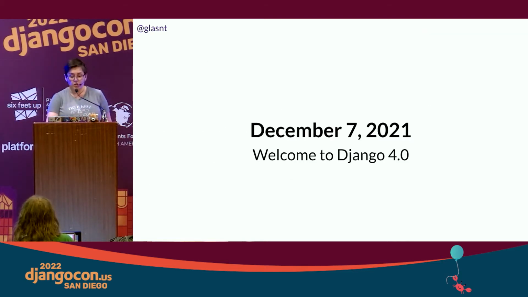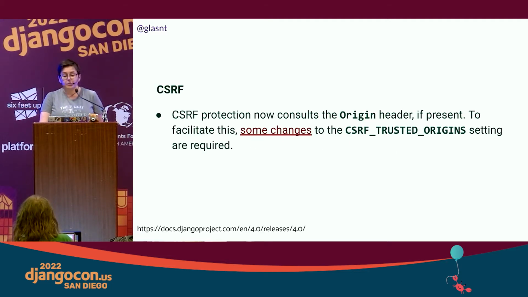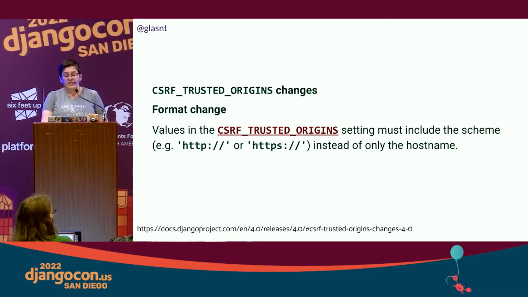The year is 2021, and Django 4.0 is just released, and with many of the changes in this release, there was a small note about CSRF. CSRF protection now consults the origin header if present. To facilitate this, some changes to the CSRF trusted origin setting are required. Those changes are: values in the CSRF trusted origin setting must include the scheme name, HTTP or HTTPS, instead of only the host name. Cool.